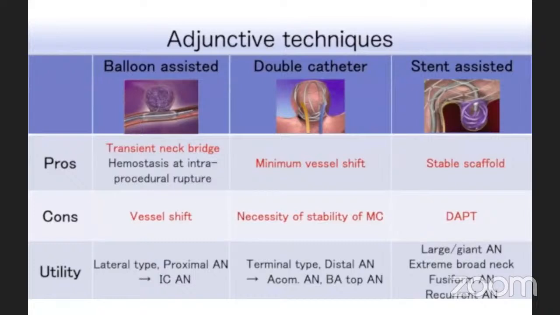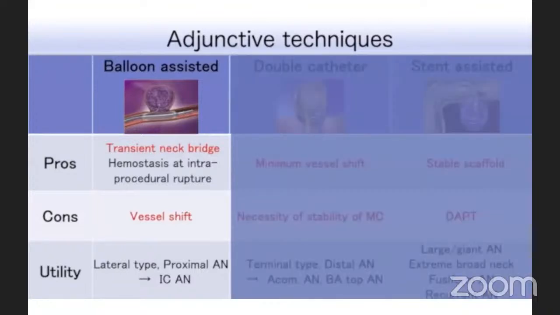Wide neck type and irregular shape are difficult to treat with simple coil insertion. So we need to use adjunctive techniques in such a case. Balloon-assisted technique can seal the aneurysmal neck. It is also useful for getting hemostasis at intra-procedural rupture. Vessel shift in distal are sometimes disadvantage.